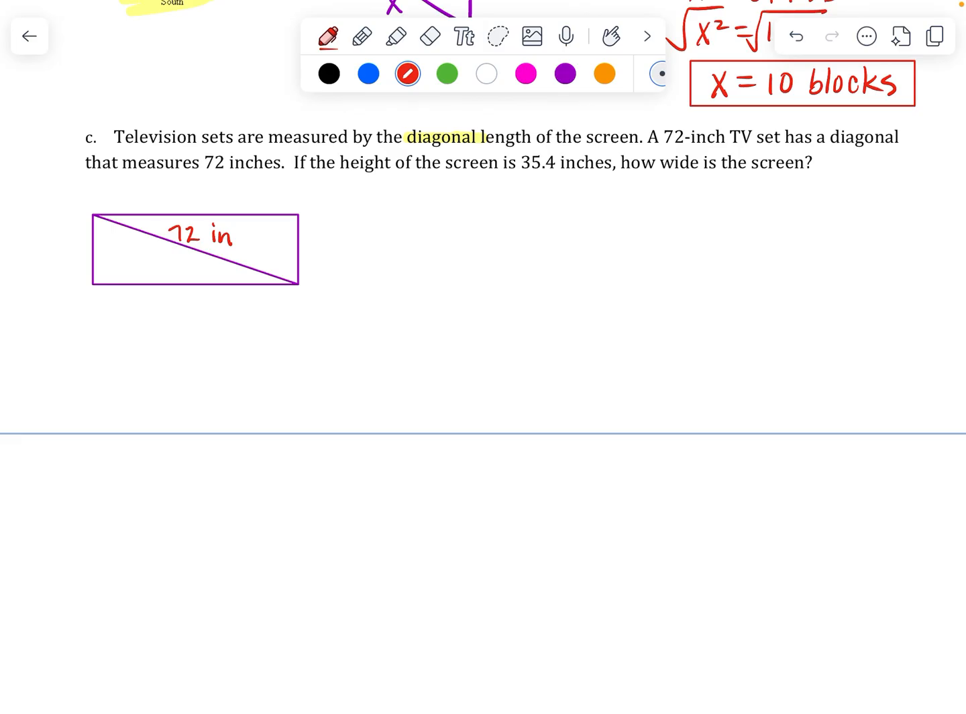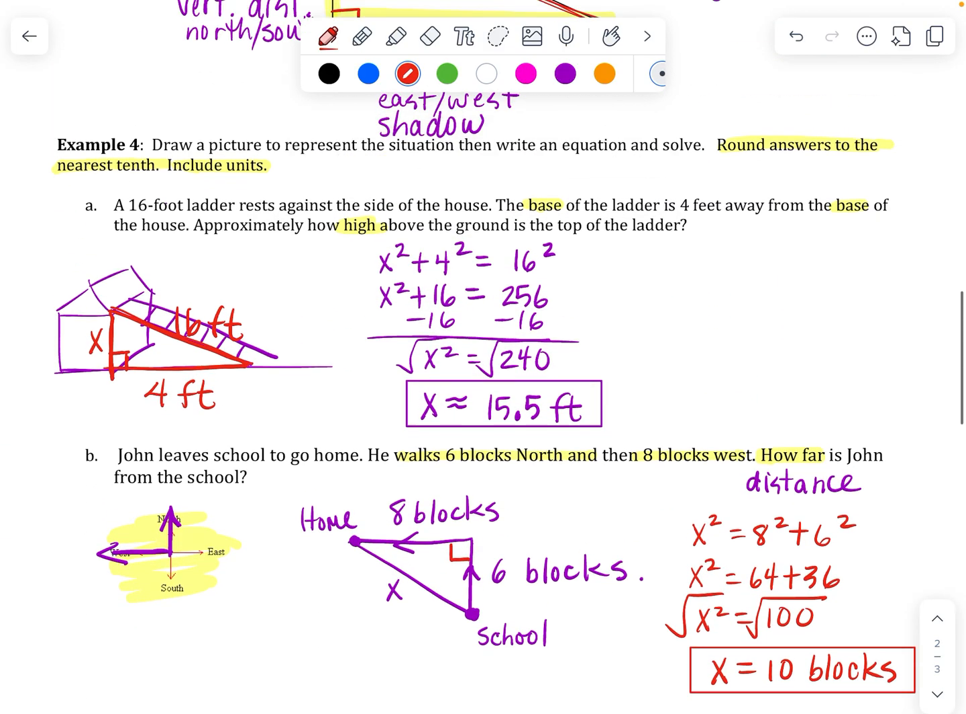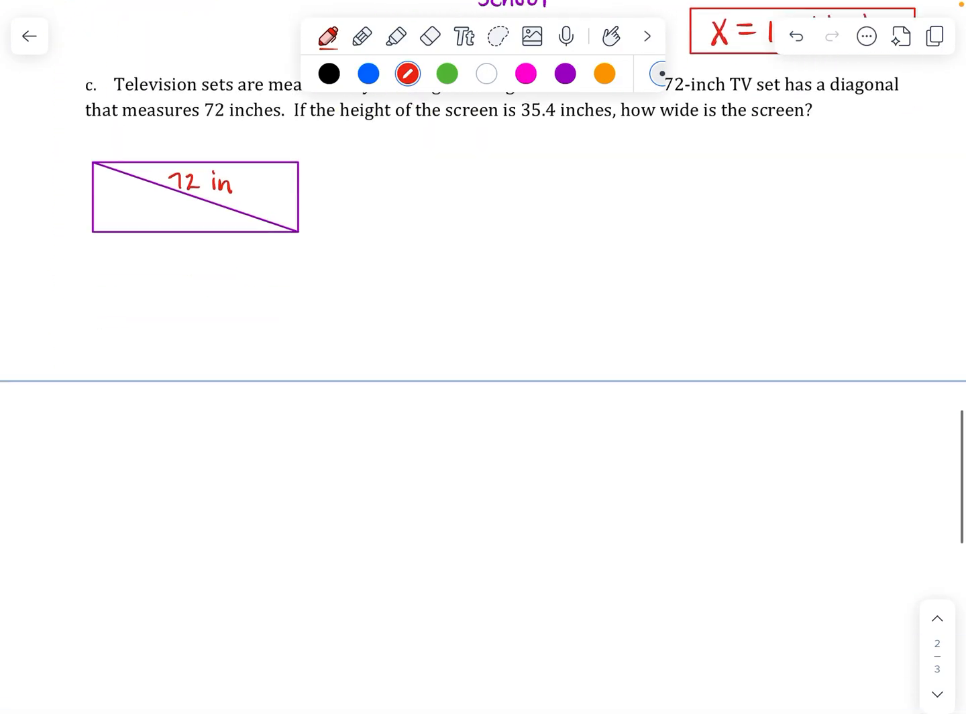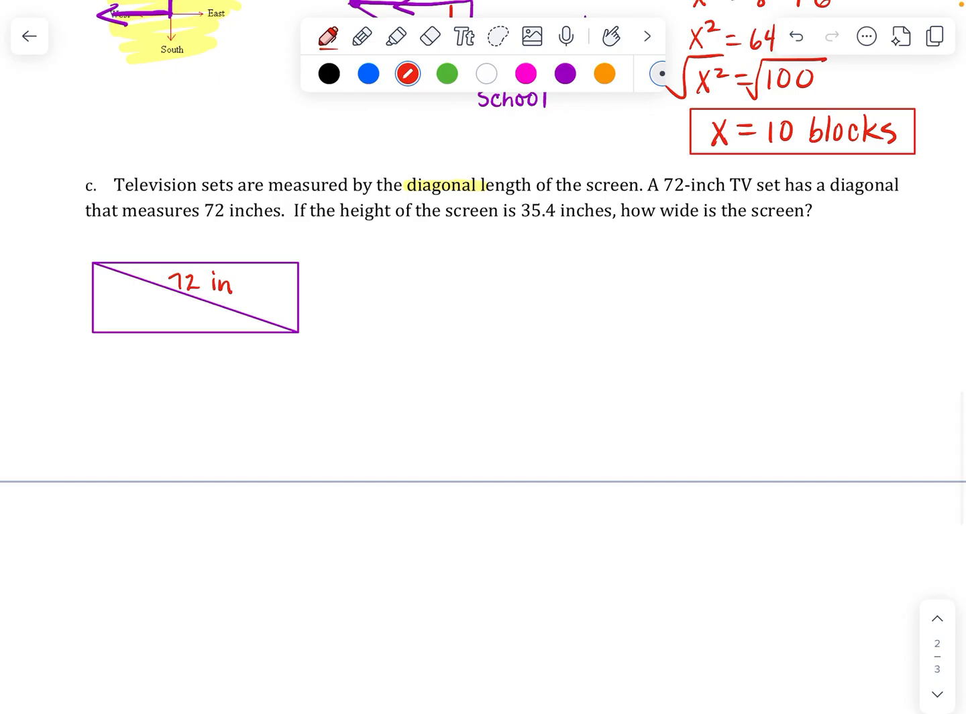It says the height of the screen is 35.4. Again, go back up to the top and look at those words that I gave you. Height's always on the vertical leg. So on the leg that's vertical, I'm going to put 35.4. And this is, again, in inches. The question is, how wide is the screen? So the width, we're going to call the missing piece of the right triangle. So again, this is all about right triangles.